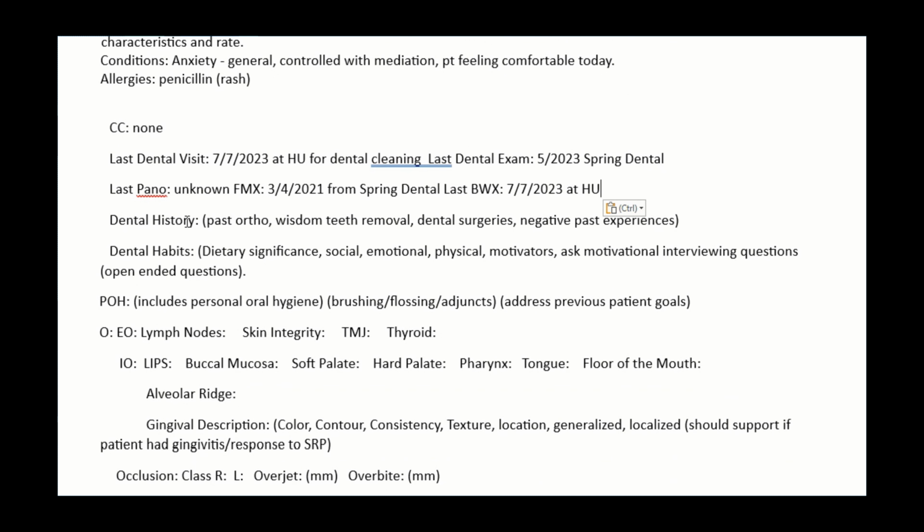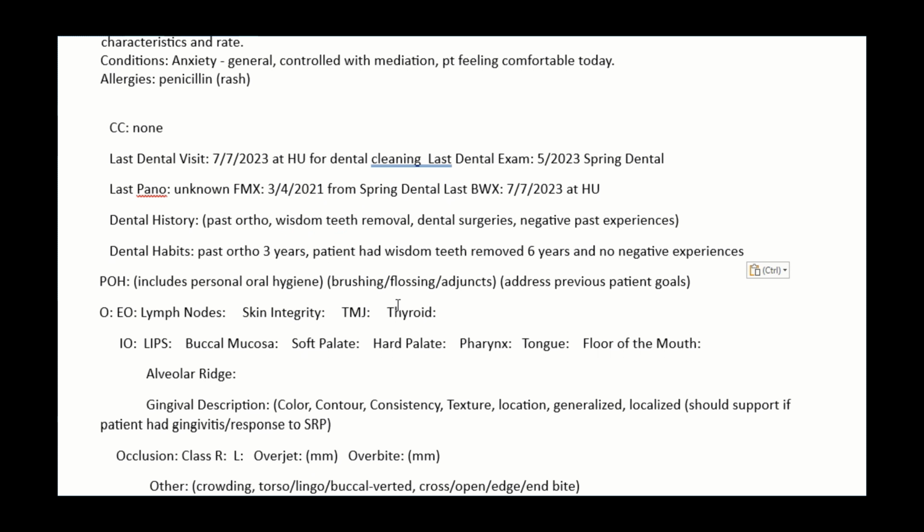Then we're going to move on to dental history. The dental history is anything that the patient might have experienced as their dental history. Maybe some ortho, maybe they had their teeth removed, maybe they had a bad experience. So we want to write all of those in here. This is where you can start to get to know your patient and what their history has been in their dental world. So I'm going to put this in here: patient has had ortho 3 years ago and had their wisdom teeth removed and no negative experiences.